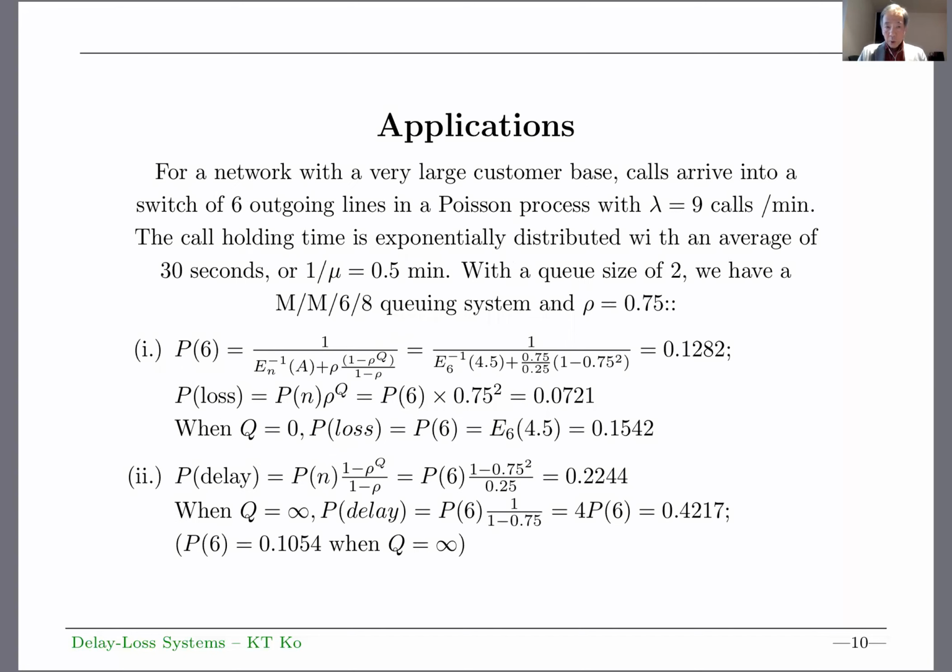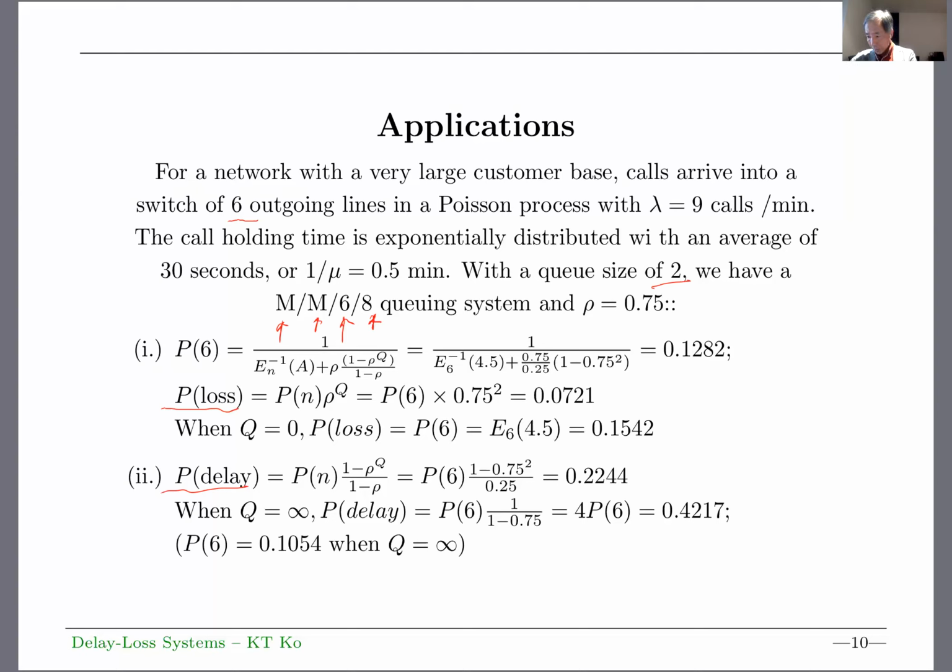This is an example of applications. So what are we looking at? We're looking at the probability of loss and probability of delay. Let's look at the case where there are 6 outgoing lines, so that is a 6. And the Poisson arrival, say Poisson process, this is M. And the call holding time is exponentially distributed, so that is another M. If you look at the queue size of 2, so that is 6 plus 2.